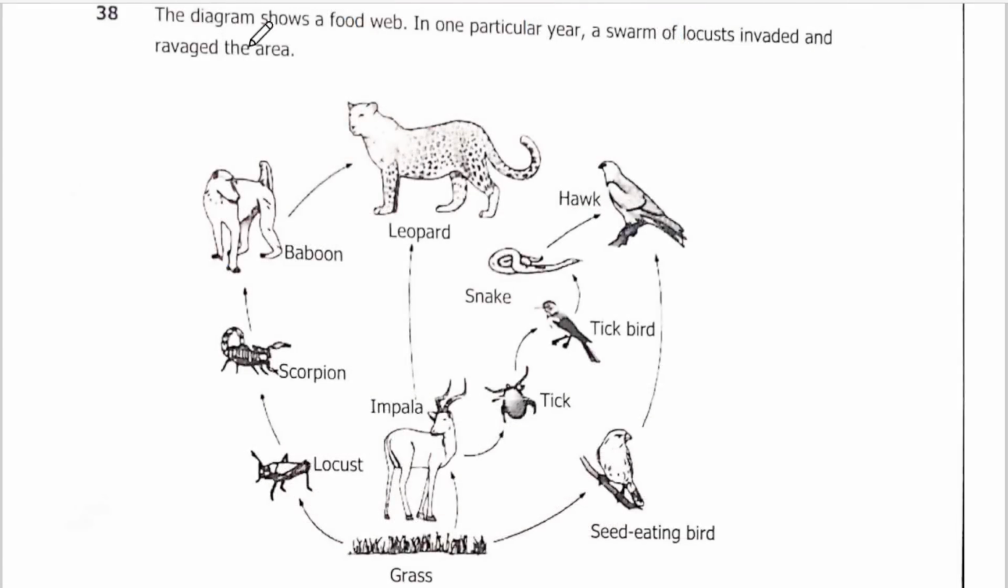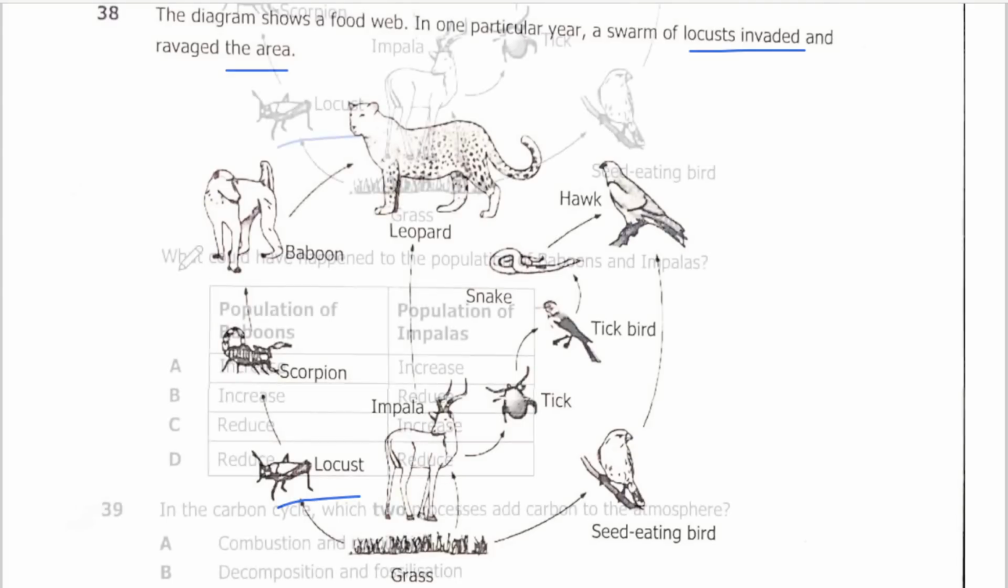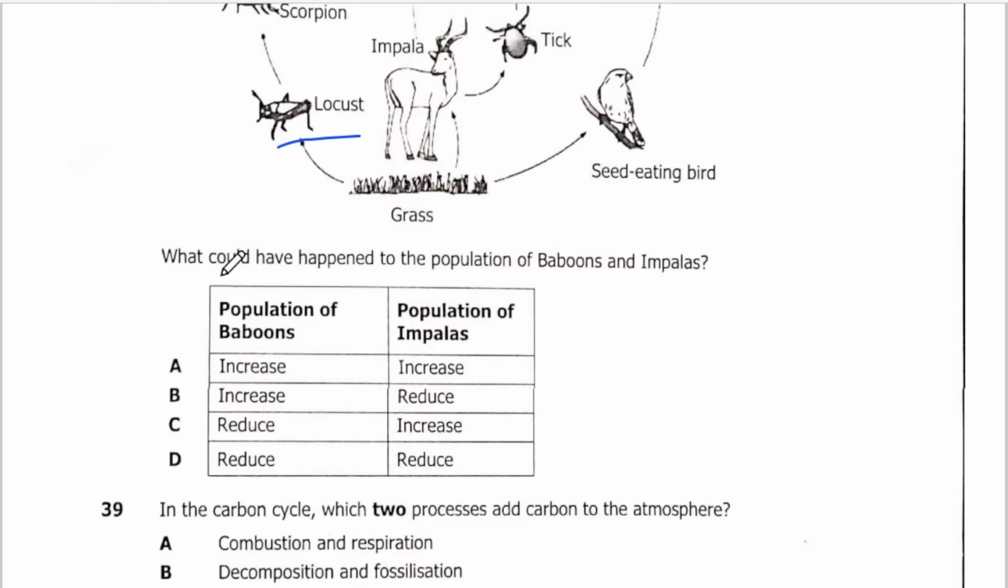38. The diagram shows a food web. In one particular year, a swarm of locusts invaded and ravaged the area. So here we have the locusts. So in 1 year we have too many locusts which had actually invaded the area. And we know locusts are mostly a pest and a problem because they mostly feed on the grass. So let's look at what was asked in the question. The question is, what could have happened to the population of baboons and impalas?